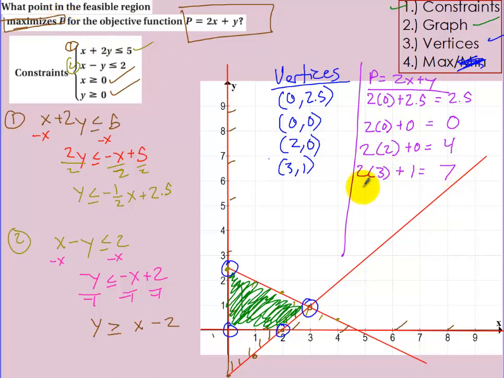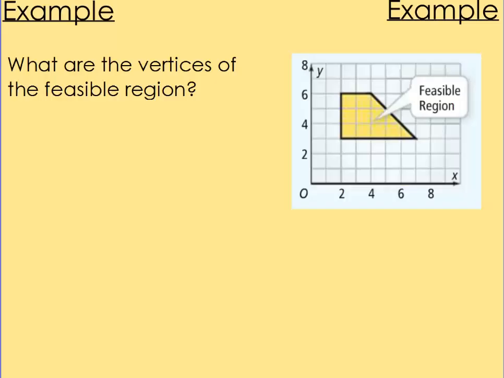So which point maximizes? Maximizes is going to be the biggest point. The biggest point here is going to be 7. So the point that maximizes is 3, 1. That's what I'm looking for. And my final answer is 3, 1. So those are the 4 steps right there. We'll be doing more of that in class. Why don't you try it on your own? Pause the video.